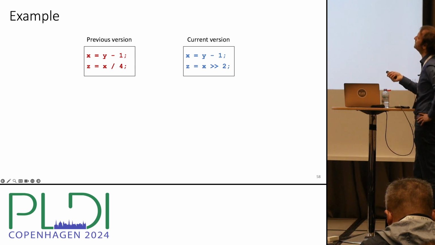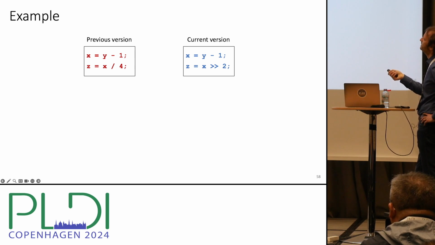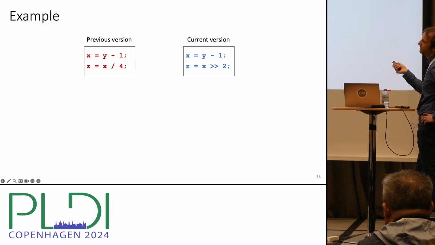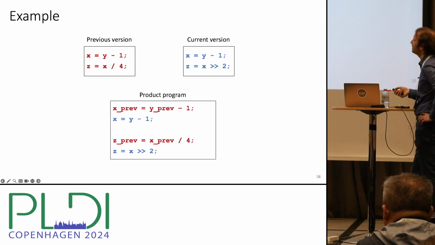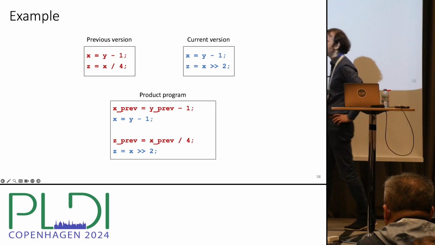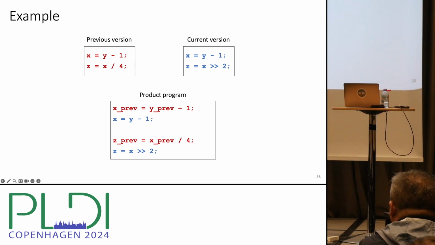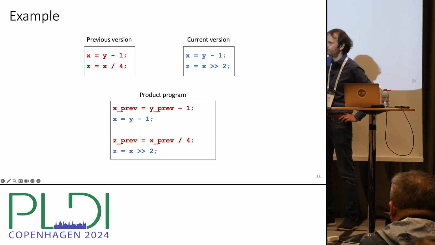Again, I'm going to use this very simple example. In the previous version, it's something like x = y - 1 and z = x / 4, and in the current version, I change x / 4 to x >> 2, right? Then the product program is going to look something like this. I'm going to rename all the variables in one version. Let's say in the previous version, I add the suffix _prev, and I interleave these statements in the two programs.